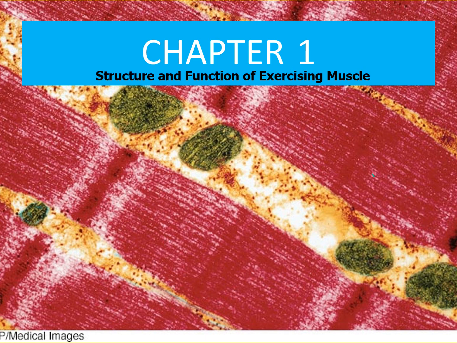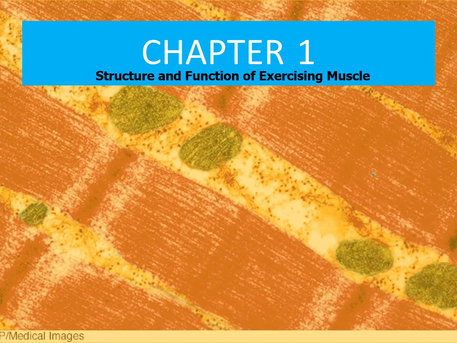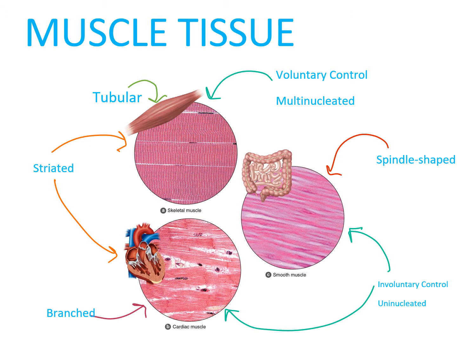Hi everybody, and welcome to our first discussion of exercise physiology, covering Chapter 1, the structure and function of exercising muscle. To start our discussion, we need to discuss muscle tissue. There are three distinct types of muscle tissue: skeletal muscle, cardiac muscle, and smooth muscle.